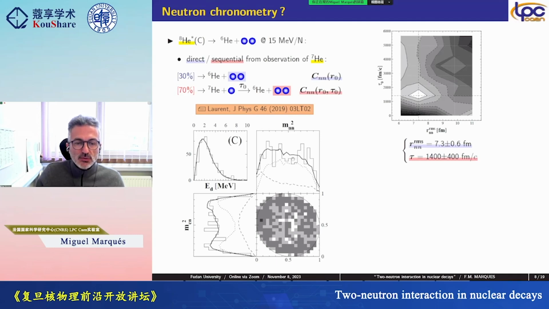And then what we did, we fitted the whole plot with a superposition of these two scenarios. And you see here the 70% sequential gives almost no neutron-neutron signal. Only the 30% direct gives an increase here. And on the other side, the 30% direct gives almost no signal, but the 70% sequential gives these strong two peaks.